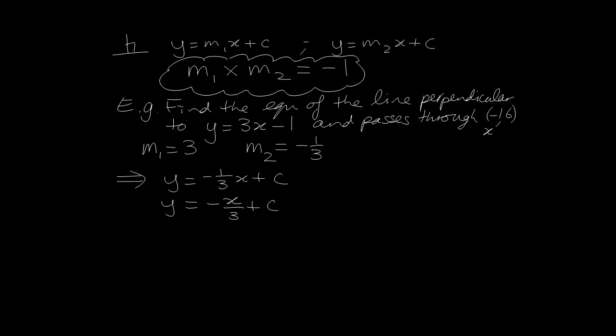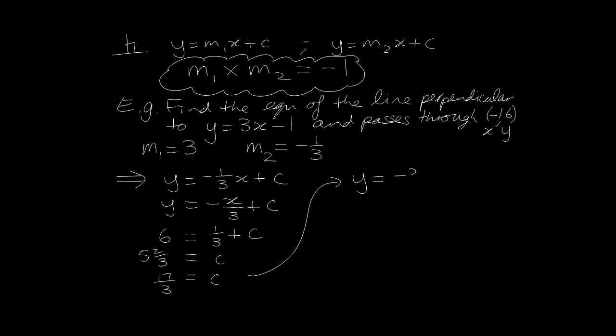So again, substitute the point we've got. Instead of y, I've got 6, and instead of x, I've got -1, so that's going to be 1/3 plus c, which means c must be equal to 6 minus a third, or 5 2/3, which we can write as 17/3. We usually stick with improper fractions when it comes to finding the equation of the line. So my answer is y equals -x/3 plus 17/3. That's the equation of the line.